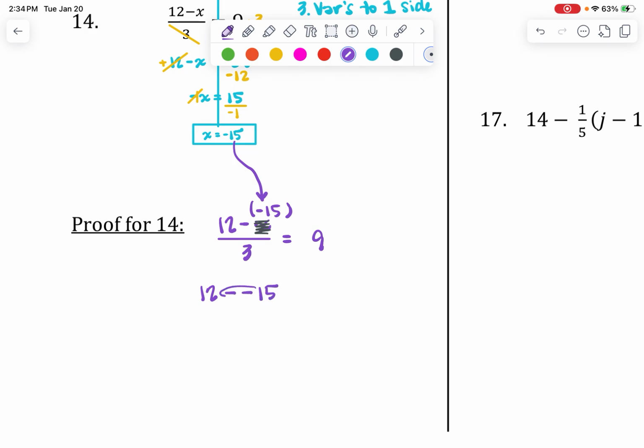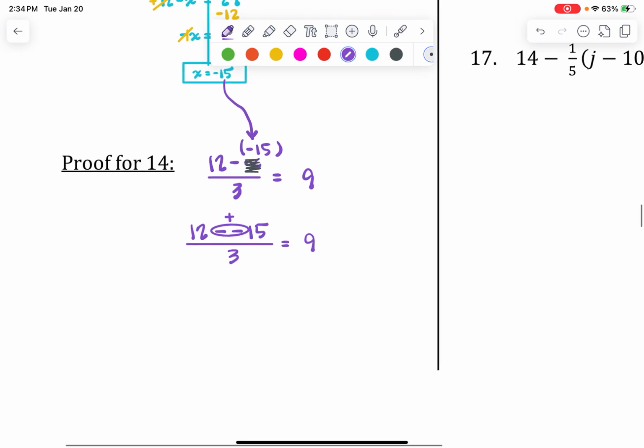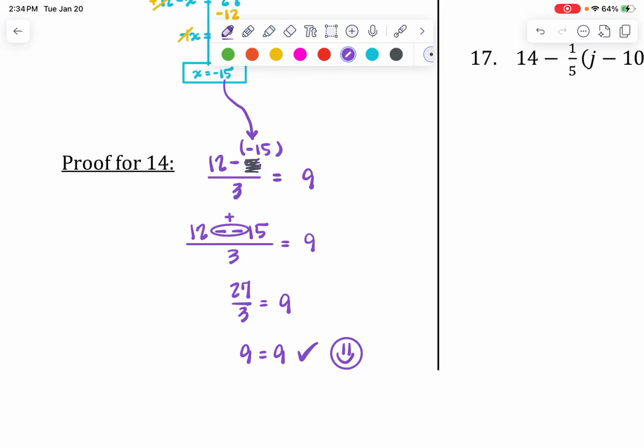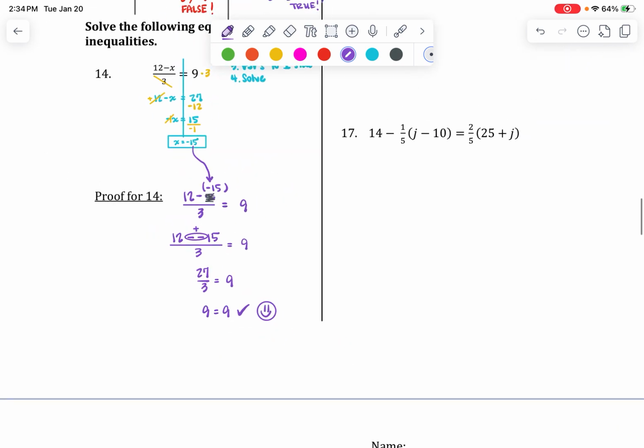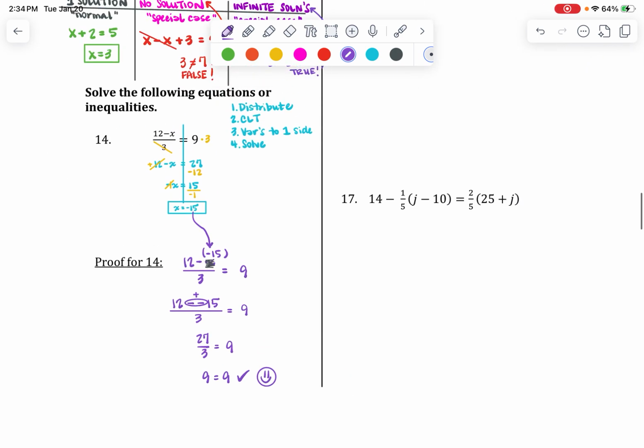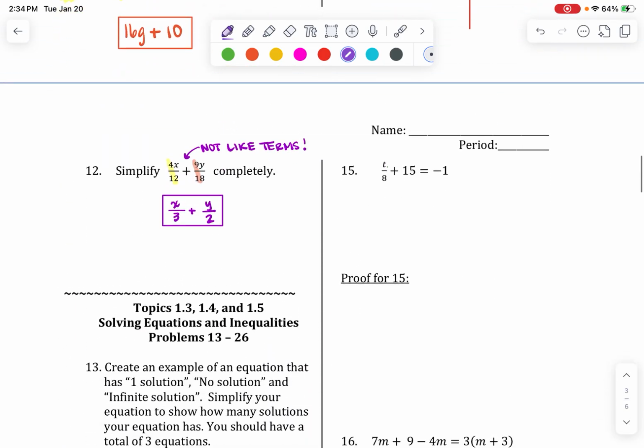So you end up with a double negative because one's a minus sign from the problem and one's a negative from your answer. So that actually ends up becoming a plus sign over 3. Does that equal 9? And then 12 plus 15 is 27. And what do you know? You end up getting 9 equals 9. Happy face, right? And I know without a doubt that -15 is my correct answer because when I plug it in, I get a true statement. Again, that took me less than 10 seconds and I was explaining as I went, right? So worth the time. All right, we're just going to do a ton more of these. I'm going to kind of speed up a little bit.